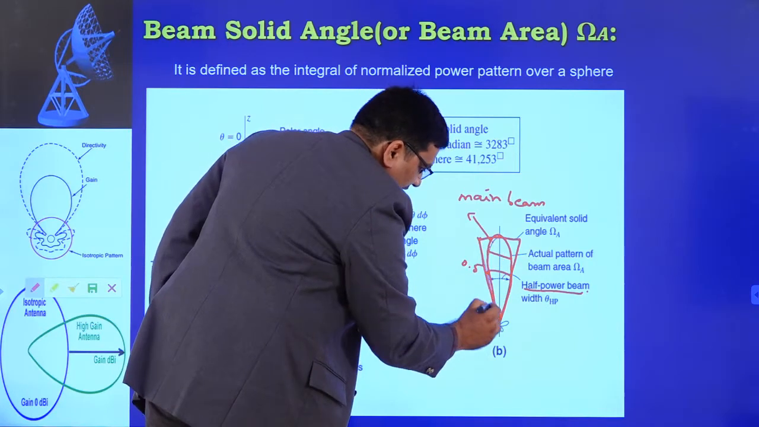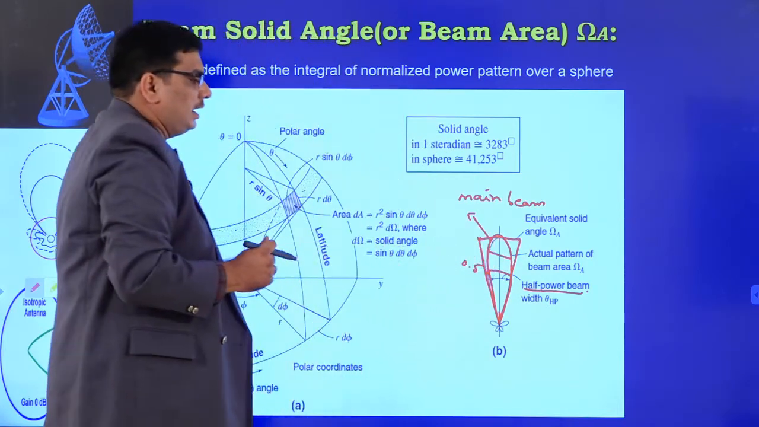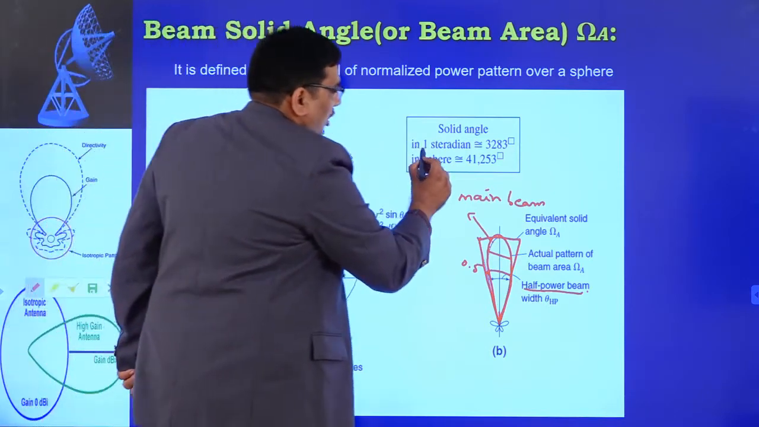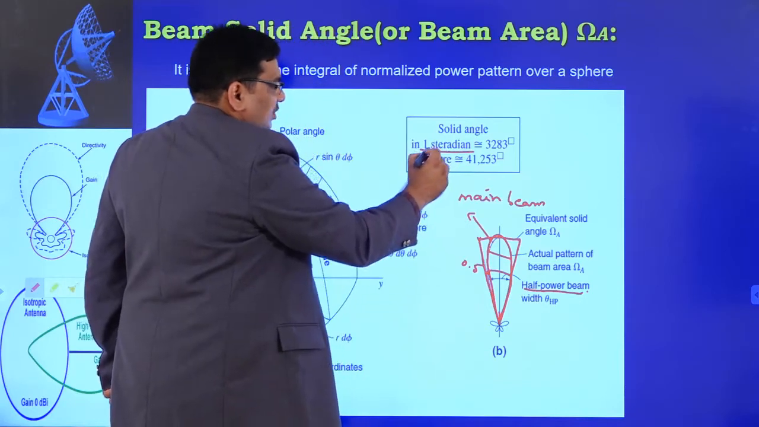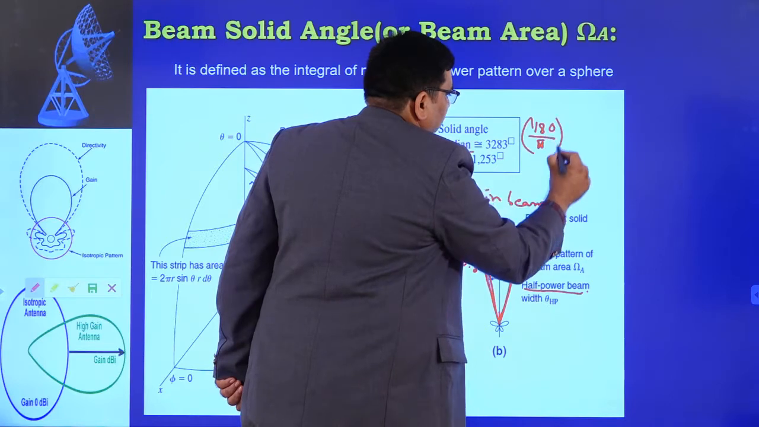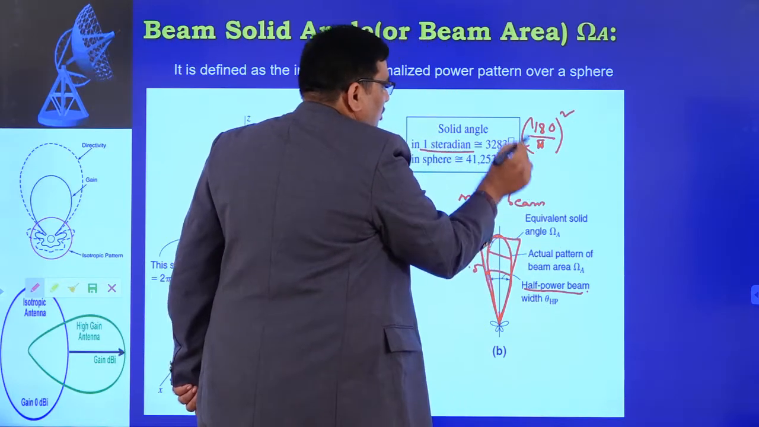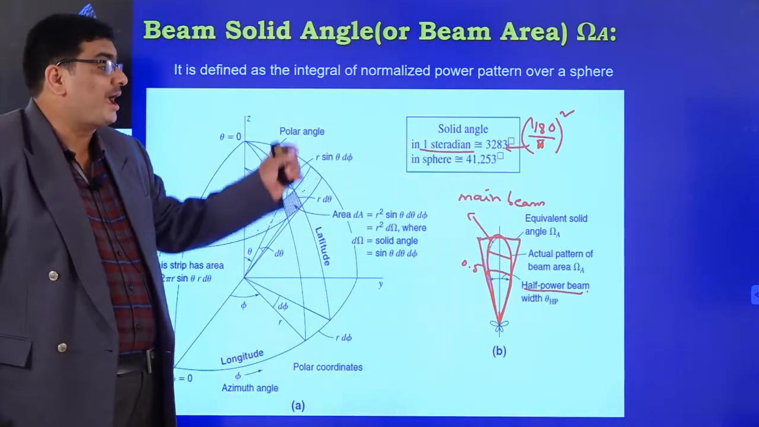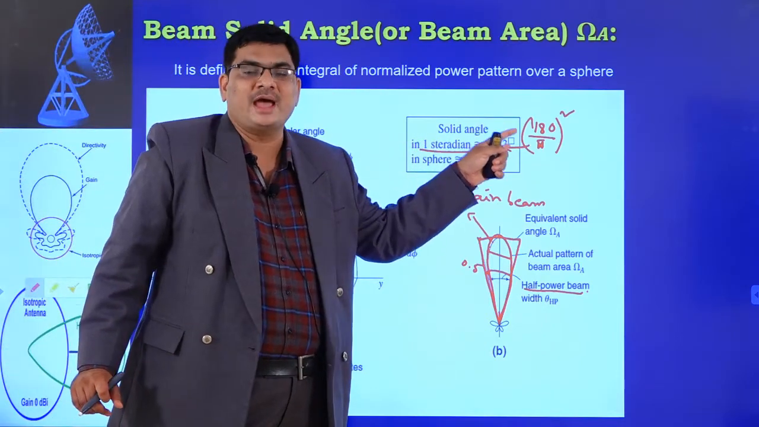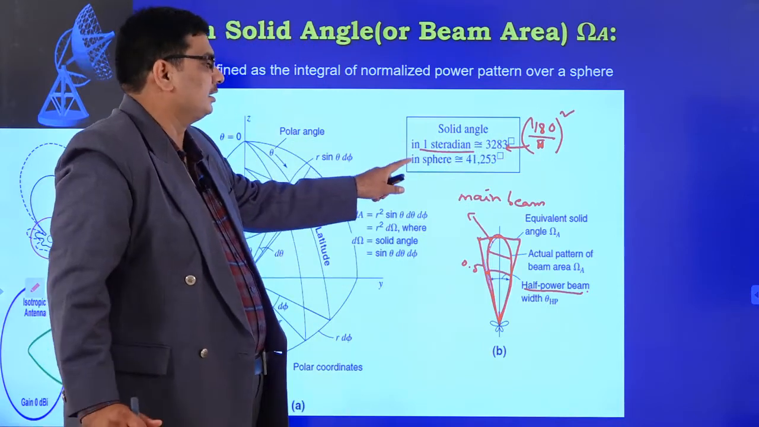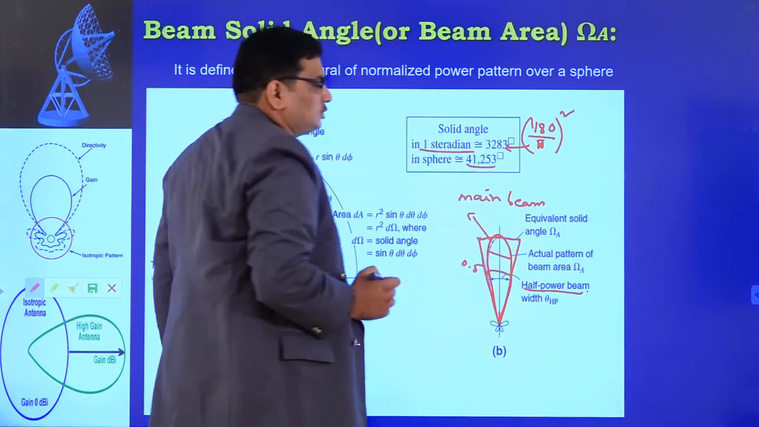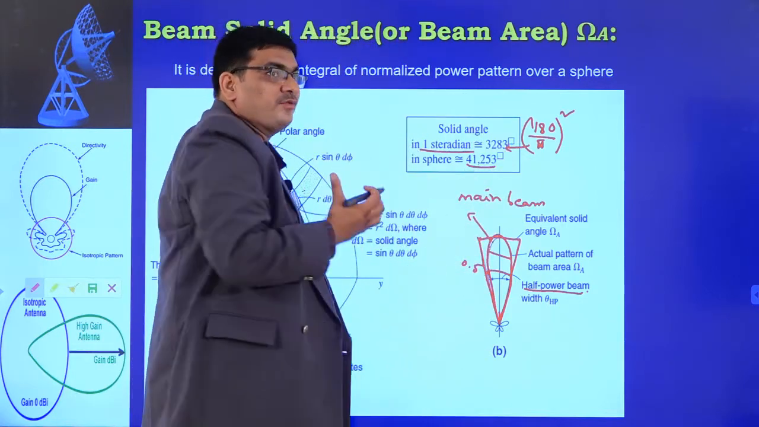So, this is the actual area of the beam area, and that is the solid angle. 1 steradian is equal to, as we already discussed above, (180 by pi) whole square in degree square. That is equal to 3283 square degrees. That is why this is drawn on top as square degrees, and in a sphere, that is equal to 41253 square degrees.